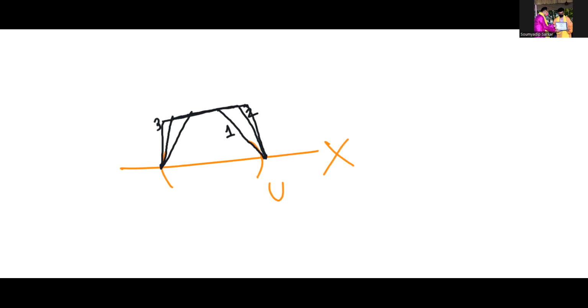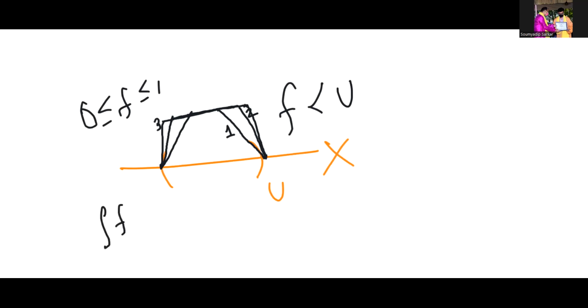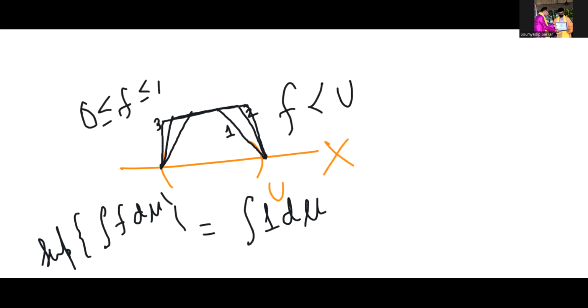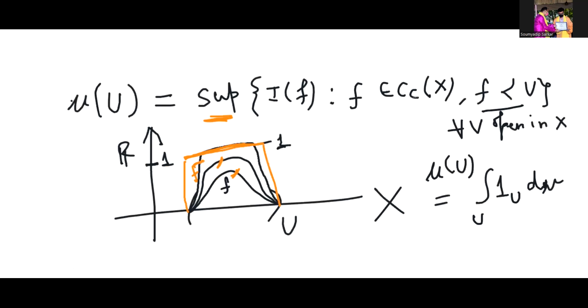So all of these functions are related to u. It has to lie between 0 and 1, and the support has to be contained in u. So this way you go upwards to approximate the constant 1 function better and better. Obviously, if you take the integral of f and then you take the supremum as f varies, then you will approach the integral of 1 dmu, right? But the integral of 1 dmu over u is nothing but the measure of u. So that is what this statement is saying. It has to be the supremum of this thing.